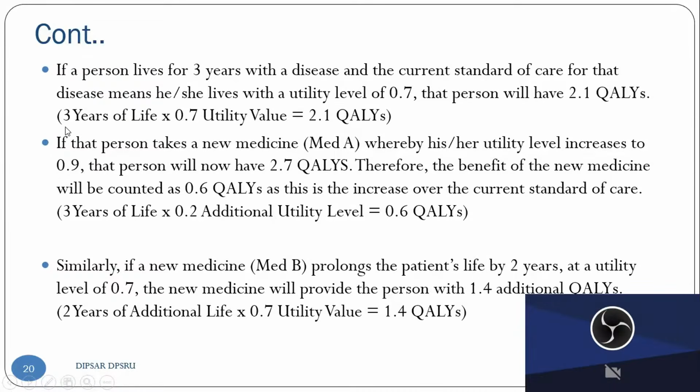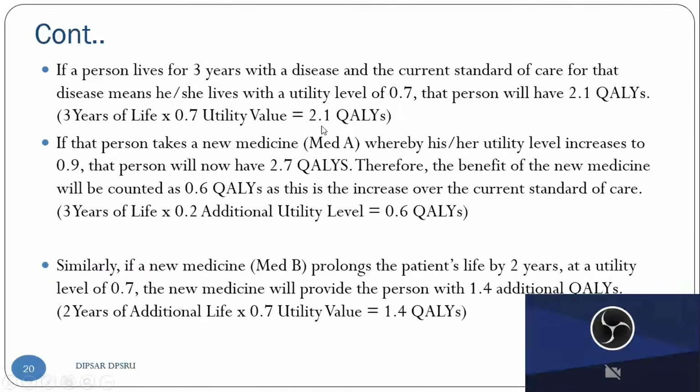3 years, how much life does he have? 3 years, right? He lives for 3 years, 3 multiplied by 0.7, so easily you will calculate 2.1 QALY, right? Now if that person, we are talking about the same case, takes a new medicine, whereby his or her utility level increases to 0.9, now his utility value has increased from 0.7 to 0.9. So now that person will have 2.7 QALY instead of 2.1.